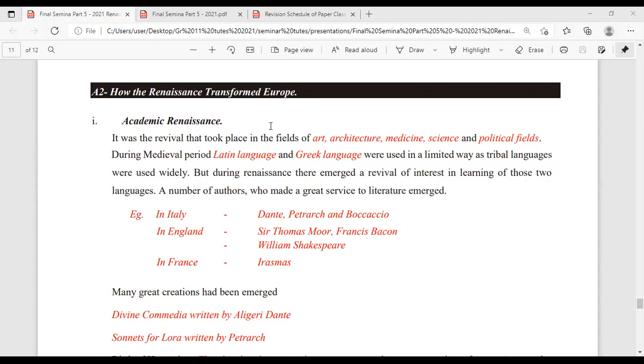If the question comes in that way, academic Renaissance, or the development in the academic field. During the medieval period, Latin and Greek were used in a limited way, as tribal languages were used widely. But during the Renaissance, there emerged a revival of interest in learning those two languages. A number of authors who made a great service to literature emerged. In Italy, Dante, Petrarch, and Boccaccio. In England, Sir Thomas More, Francis Bacon, William Shakespeare. In France, Erasmus.